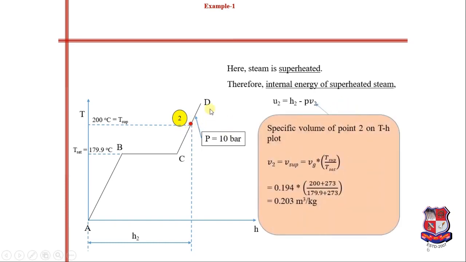It is a constant pressure process. Process C and D is a constant pressure process. So from the constant pressure process we can derive this equation that V superheated is equal to Vg into T super divided by T saturated. Vg we have found from the steam table, 0.194, multiplied by the superheated temperature of 200 degrees Celsius and the saturation temperature of 179.9 degrees Celsius.